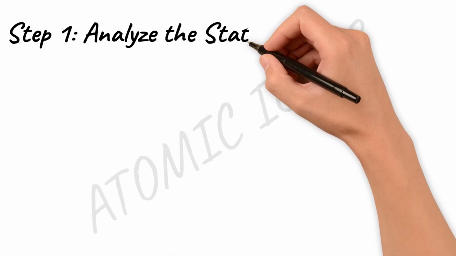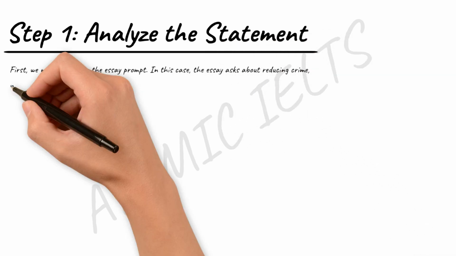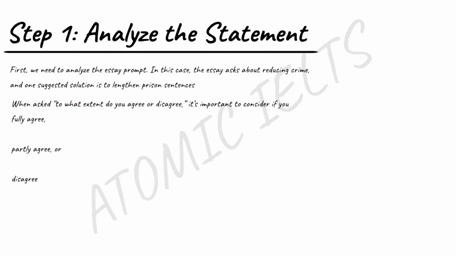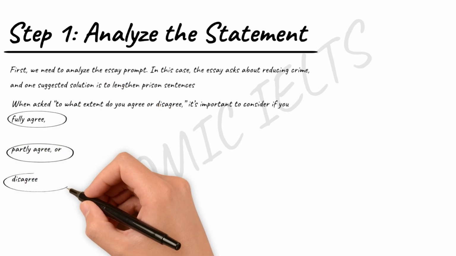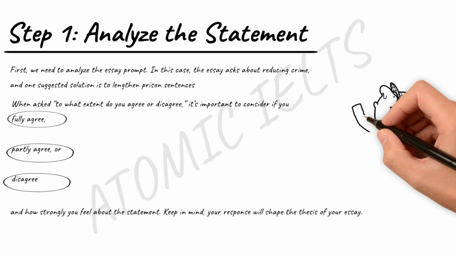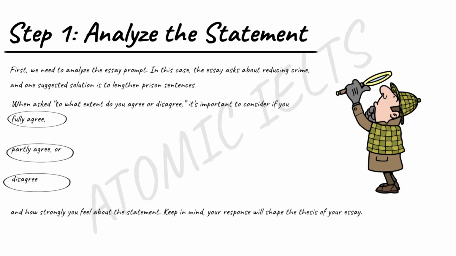First, we need to analyze the essay prompt. In this case, the essay asks about reducing crime, and one suggested solution is to lengthen prison sentences. When asked, to what extent do you agree or disagree? It's important to consider if you fully agree, partly agree, or disagree, and how strongly you feel about the statement. Keep in mind, your response will shape the thesis of your essay.